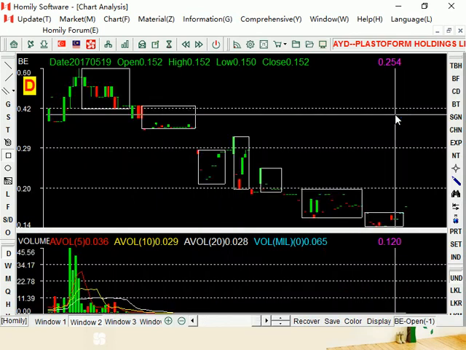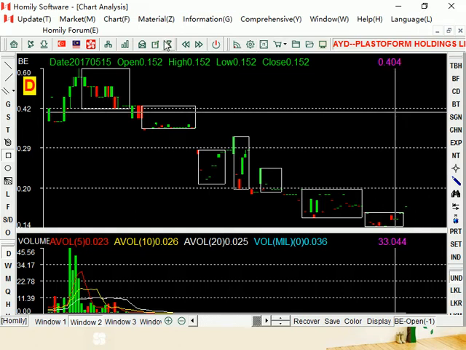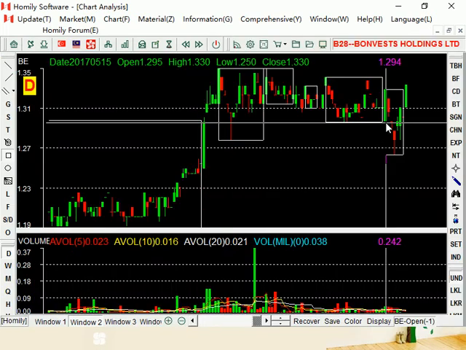For this one, is this one okay or not? No, because there is no volume, right? If the stock has no volume, not active, how can you make profit from these stocks? Then we cannot. Then we can see the next one.